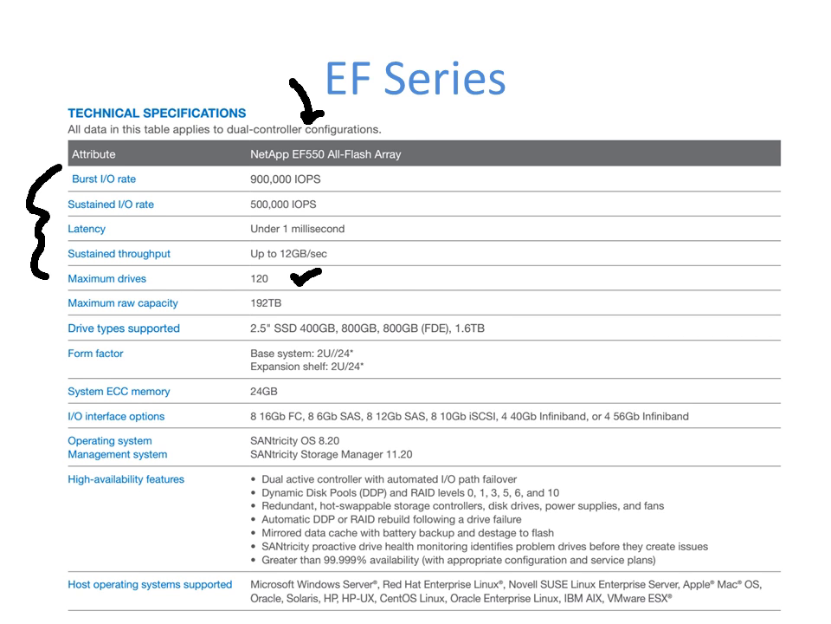120 drives is the maximum for 192 terabytes of all solid-state flash storage. Notice SSDs ranging from 400 gig all the way up to 1.6 terabytes making up this particular system. Once again, the operating system is handled by SANtricity.